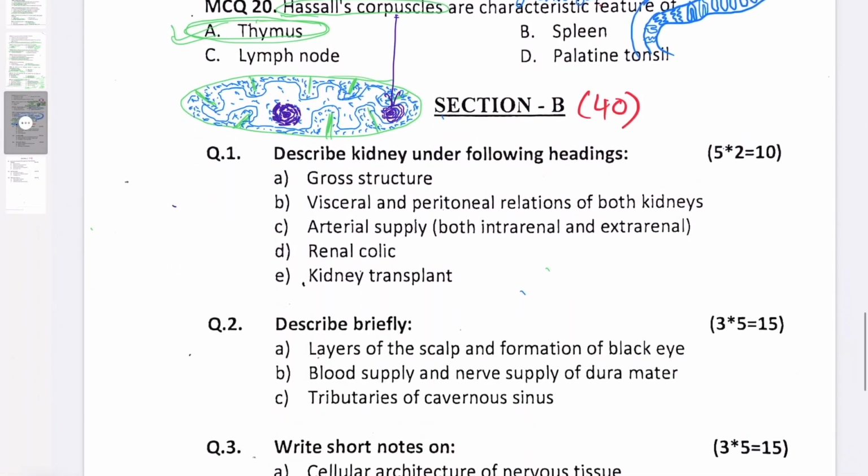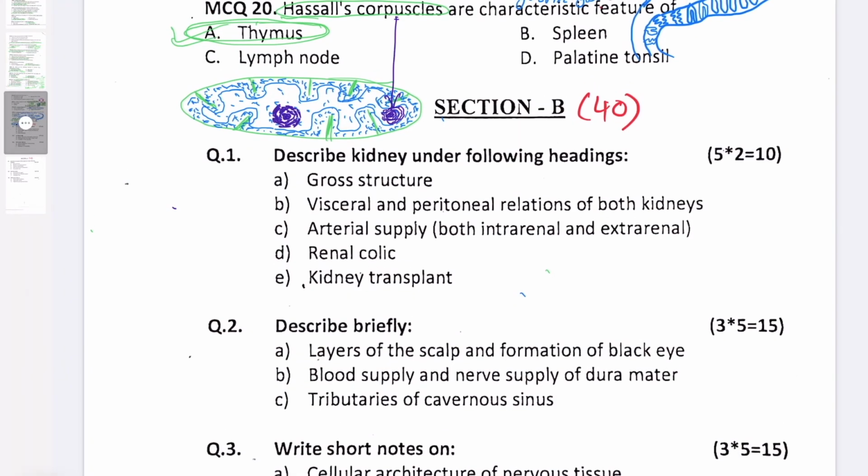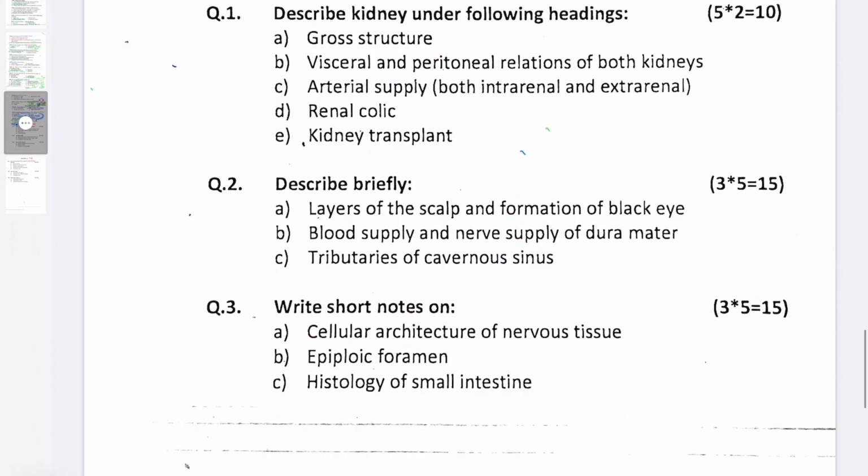Now talking about section B: describe the kidney under the following headings. This was a long, structured long essay type question. You had to describe the gross structure of the kidney, visceral and peritoneal relations of both the kidneys, arterial supply, both intra-renal and extra-renal portion of the arterial supply of kidney, renal colic, and the kidney transplant. There were short questions, 5 marks each. Describe briefly the layers of the scalp and formation of the black eye. Then blood supply and nerve supply of dura mater. Then tributaries of the cavernous sinus.